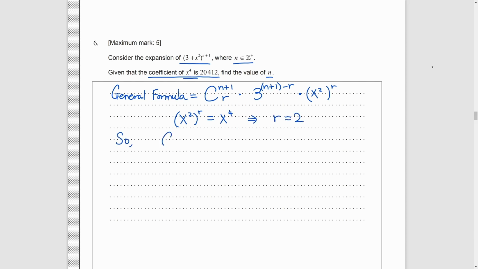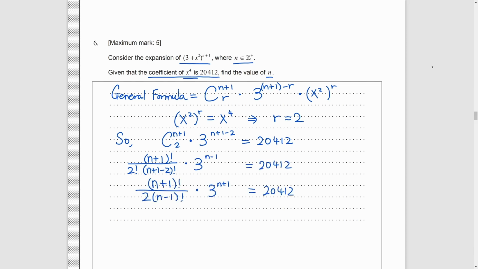We substitute it back to the coefficient of the general formula above. We get this equation. You may simplify it or not. Finally, calculator tells us that n is 7.